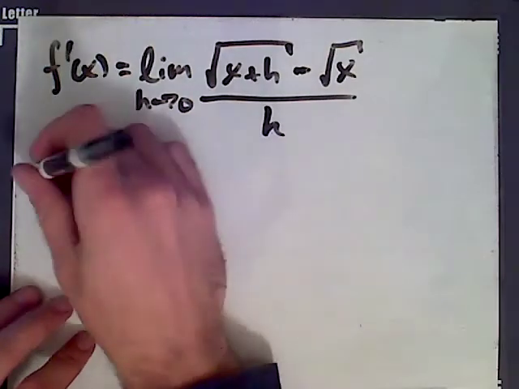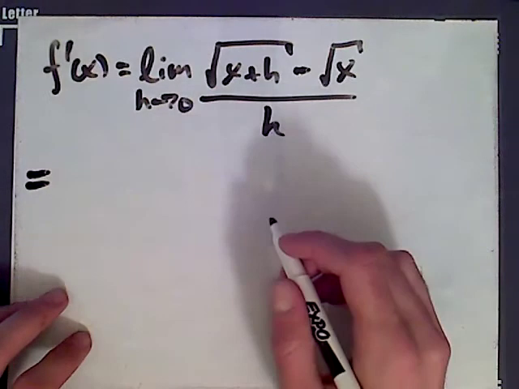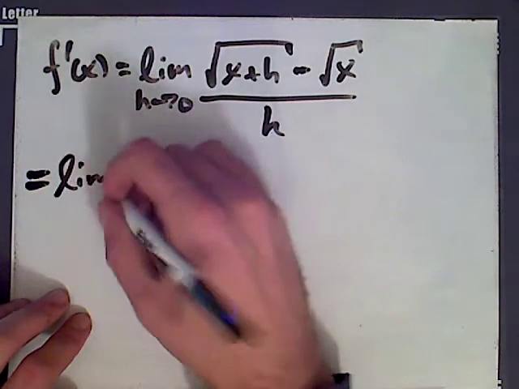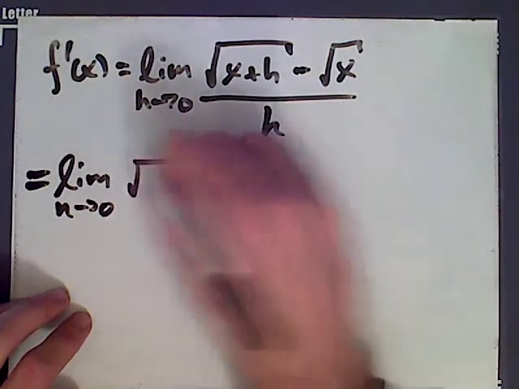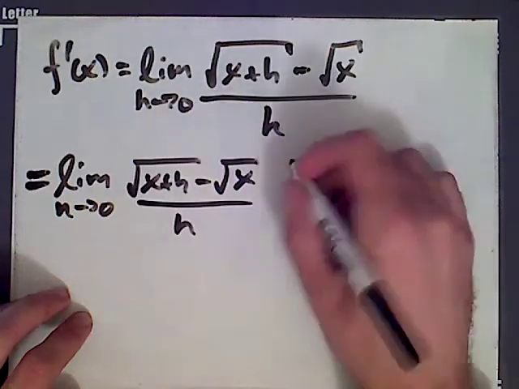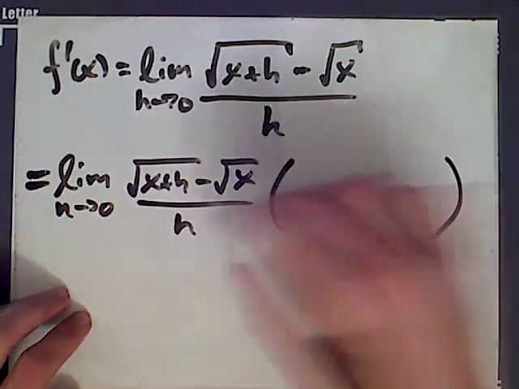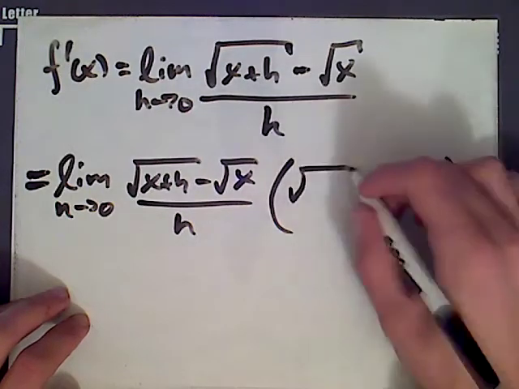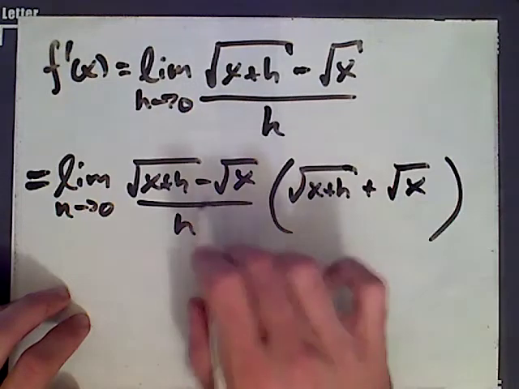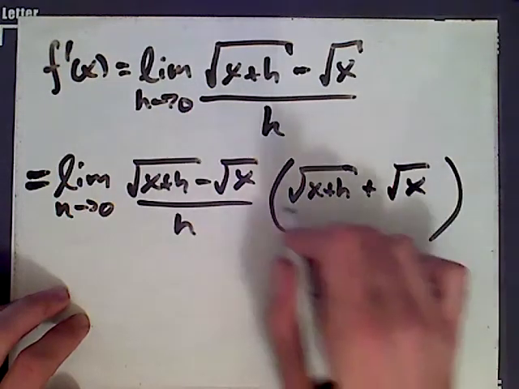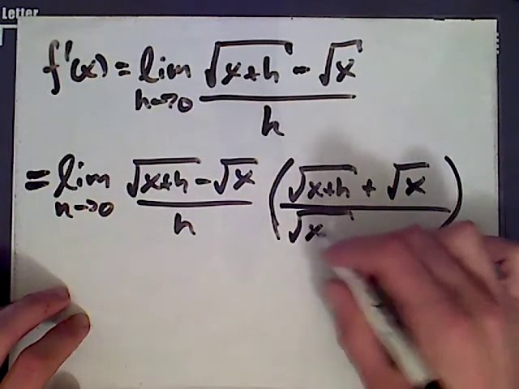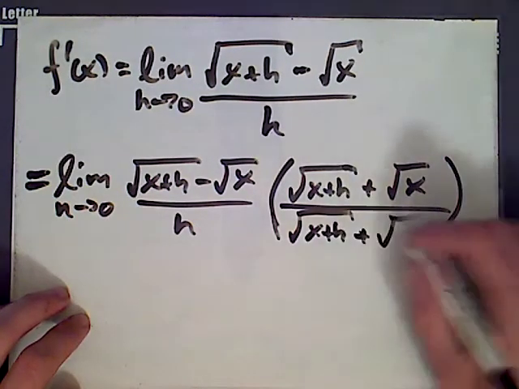So the trick here, as is often the case with radicals, is to rationalize, or multiply by what's called the conjugate. So we take root x plus h minus root x, divided by h, and we multiply by 1, but in the form of the conjugate of this expression here. The conjugate is root of x plus h plus root x. So we just change the sign here. Okay, and then we can't actually change the function, so we need to divide by the same quantity, root x plus h plus root x as well.